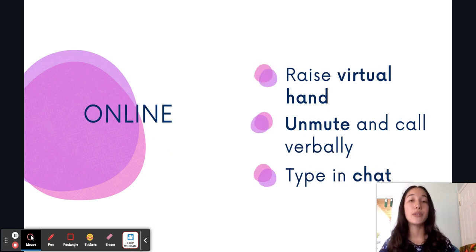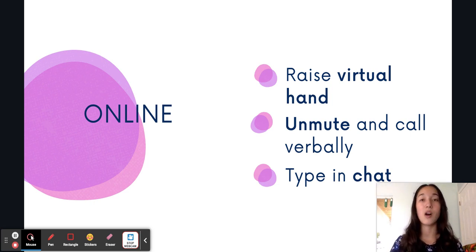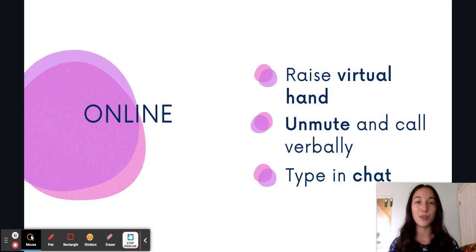Online, there are 3 different ways you could raise a POI. You could raise your virtual hand and wait for your opponents to call on you. You can unmute and verbally call out the word POI, or you could type the word POI into the chat and wait for your opponents to call on you. Regardless, it would be good for you to discuss how to call POIs in tournaments before the round, both with the judge and with your opponents, just to make sure that you're all clear and you all know what to look for.